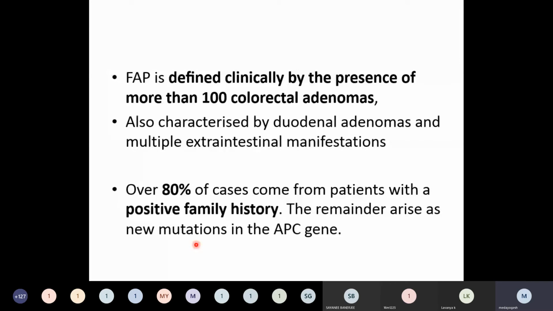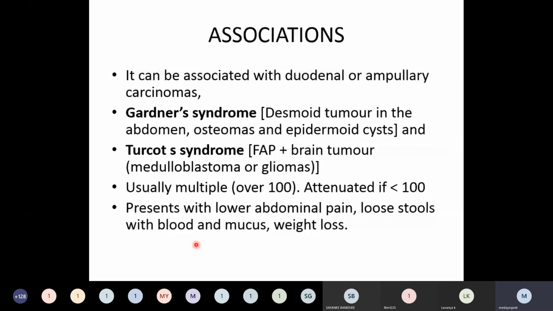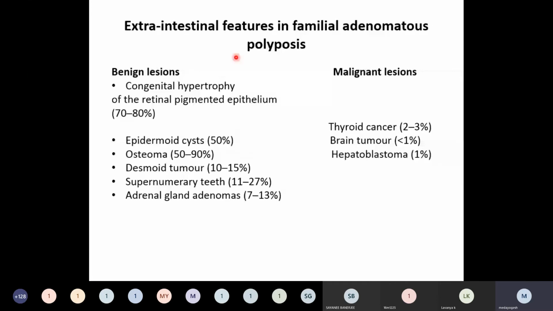As I already told, FAP is defined clinically by the presence of more than 100 colorectal polyps, and it can also be characterized by the occurrence of duodenal adenomas and multiple extraintestinal manifestations. These are the extraintestinal manifestations seen in FAP. They can be either benign or malignant. Among the benign lesions, the most commonly encountered is congenital hypertrophy of the retinal pigmented epithelium, that is CHRPE. It is usually seen in 70 to 80% of these cases. So ophthalmological examination is very important in these patients.